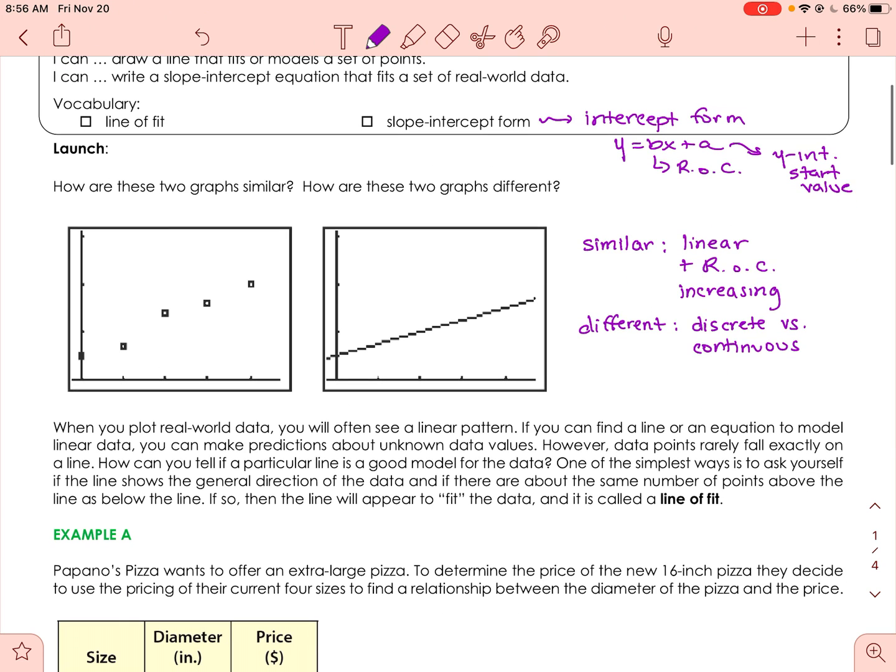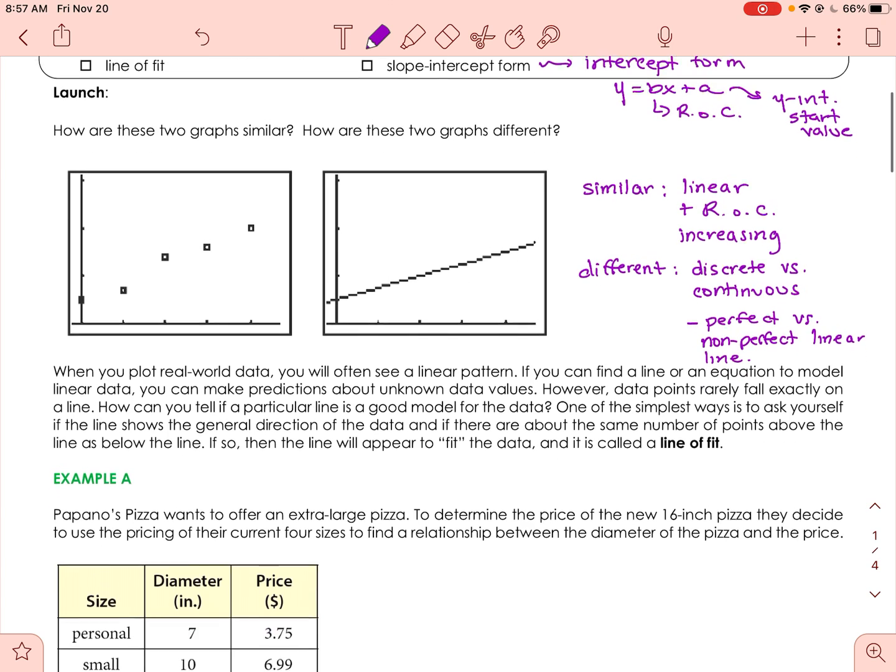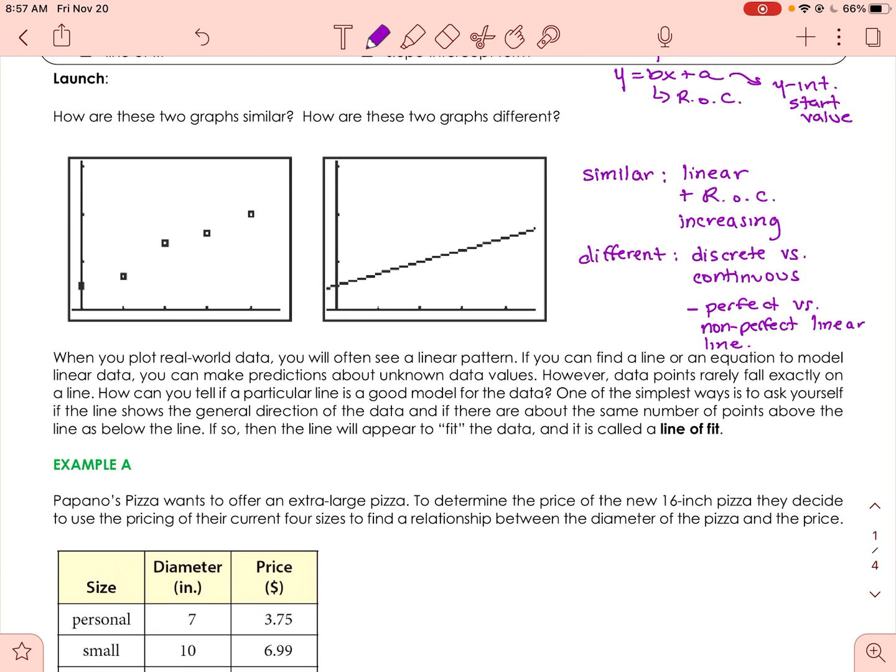And then one other difference you might notice is that the graph on the left is not a perfectly straight line. It's not perfect. But the graph on the right is a perfect straight line. So what I'll put here is perfect versus non-perfect linear line. All right, and so we're going to talk about why that might be. So let's jump into our lesson.